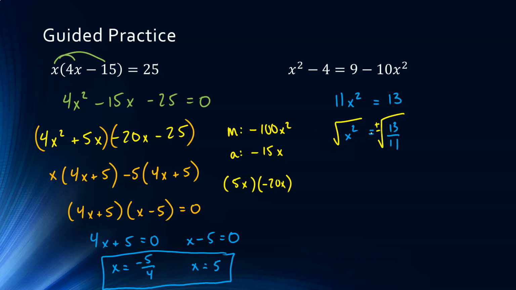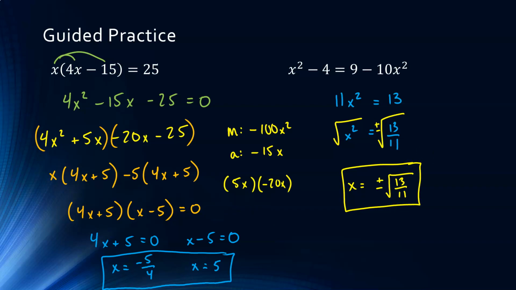And remember, that's going to give us two solutions, a plus and a minus. So we would, but I can't take the square root of 13 or 11. So it would be the square root of, we'll just leave it as a fraction, 13/11. And that would be your answer for that second one. How'd you do? Hopefully you got those right.